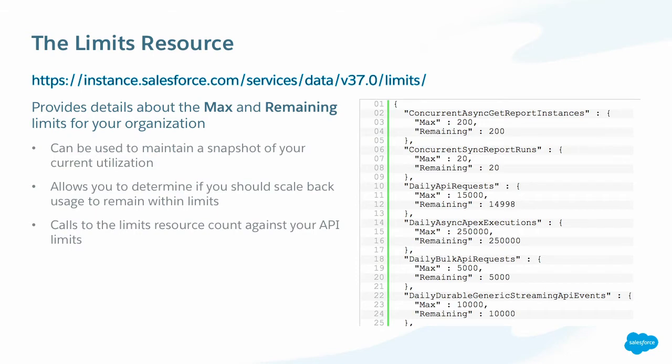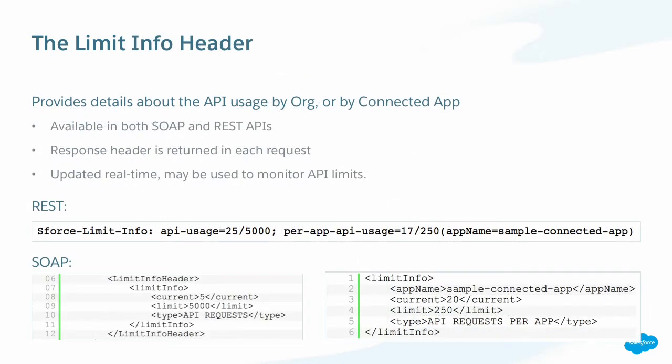Now, if you wanted, on the other hand, to get a more point-in-time understanding of limits, we also have a limit info header. So this is something that is present on the responses to the calls that you make to the API that will actually show you what your current utilization is for that limit and also what your maximum is. So you can see here in our REST example, the header is the Salesforce limit info header there, and it's telling you that right now you have a maximum of 5,000 on this particular endpoint, and you've used 25 so far.